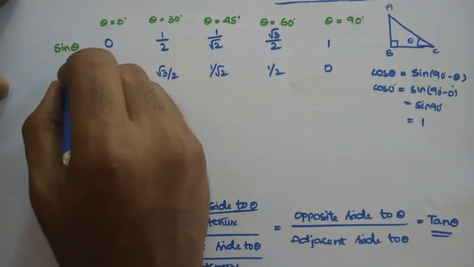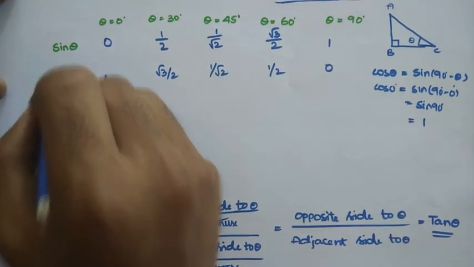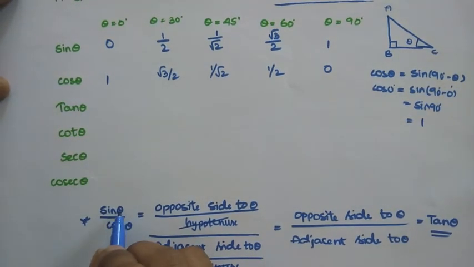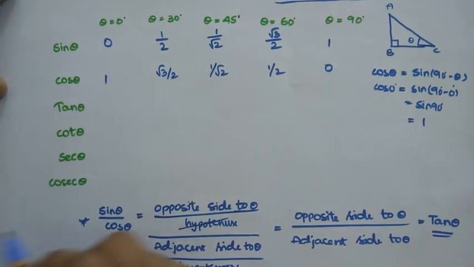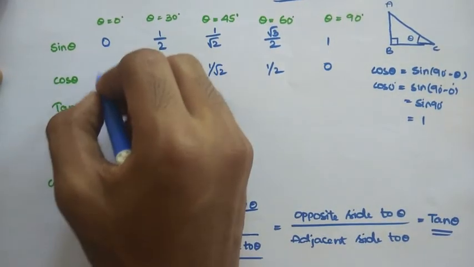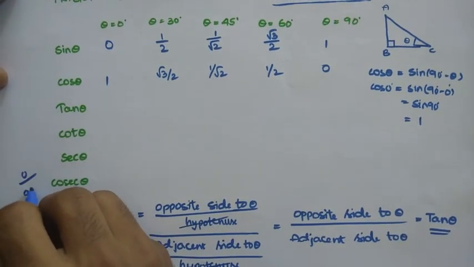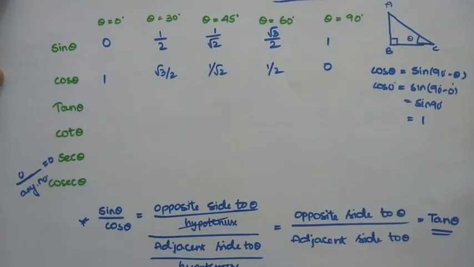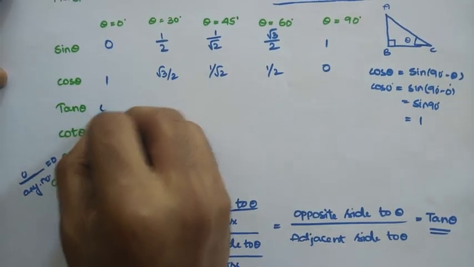So if we want tan theta, we need to take the ratio of sin and cos. If we need tan 0 degrees, put here 0: sin 0 by cos 0. So the ratio of this will become tan 0, which is 0 by 1. 0 by any number is always equal to 0. Remember this. So sin 0 is 0, and 0 by 1 is 0.